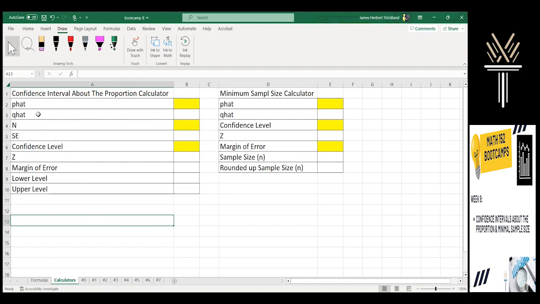The first measurement that we see is the Q hat measurement. We remember P and Q from test 2. Q is just not P. So it's going to equal 1 minus the P calculation, that B2 box.